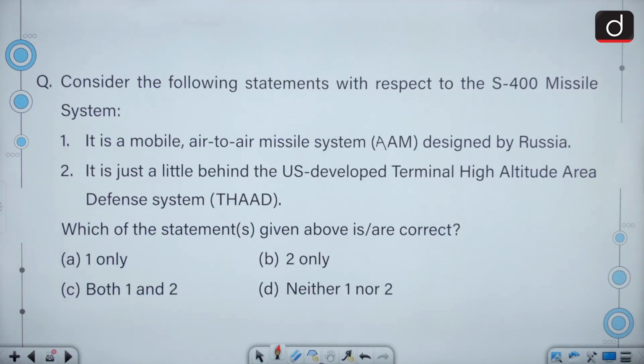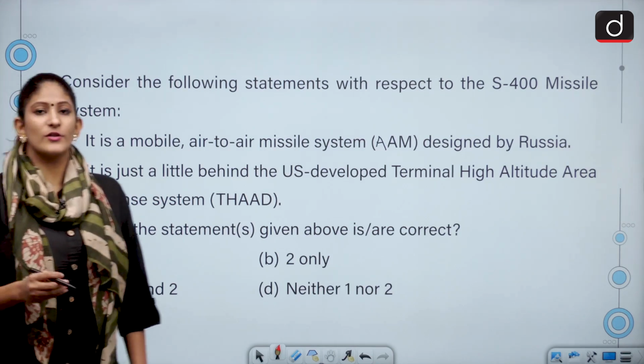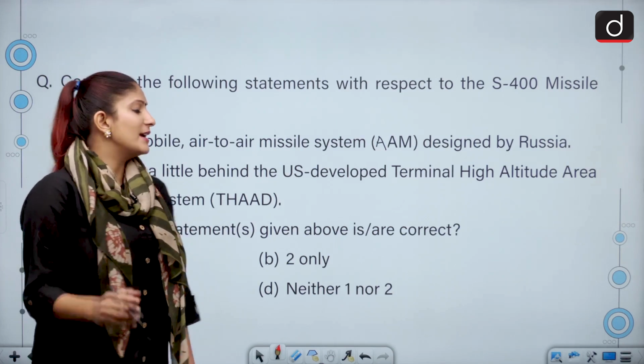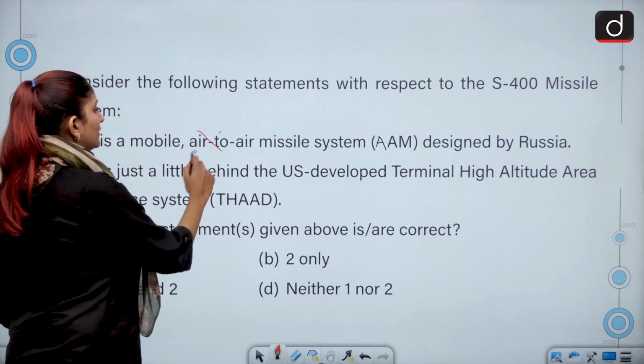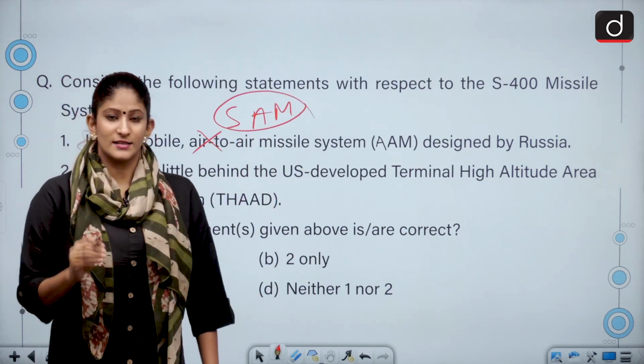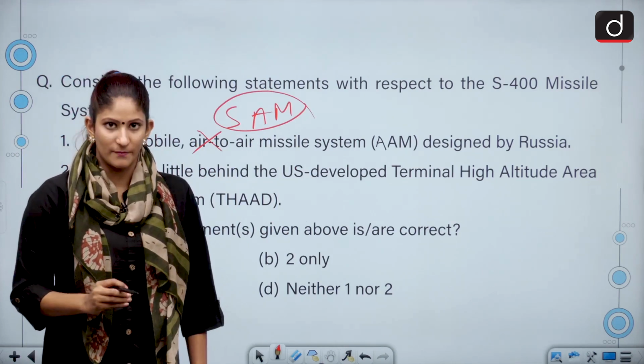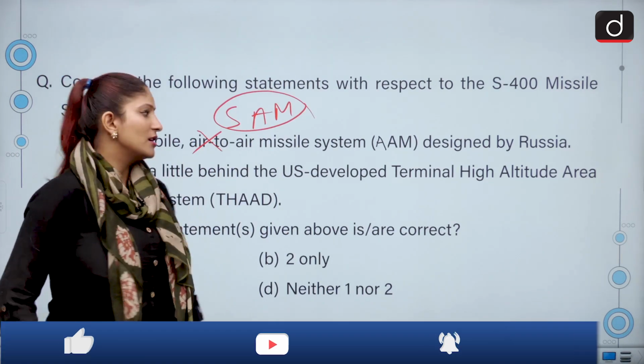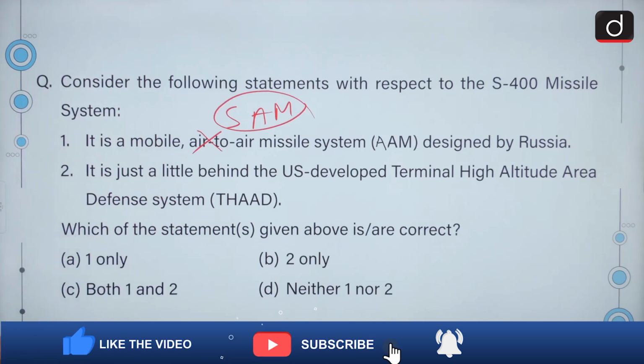Moving on, consider the following statements with respect to the S-400 missile system. It is a mobile air-to-air missile system designed by Russia. It is just a little behind the US-developed Terminal High Altitude Area Defense System, THAAD. We have to select the correct statement. Okay, so S-400 Triumph missile system is a surface-to-air, that is SAM, and not AAM, air-to-air missile. It is a surface-to-air missile developed by Russia, and it is much ahead of THAAD. So both are incorrect. The correct answer is option D.